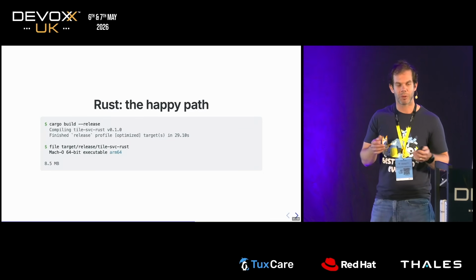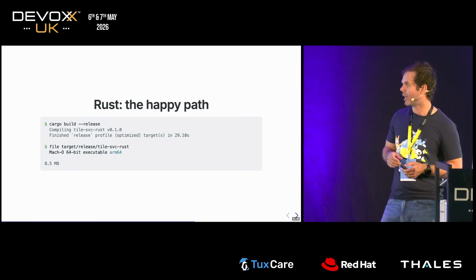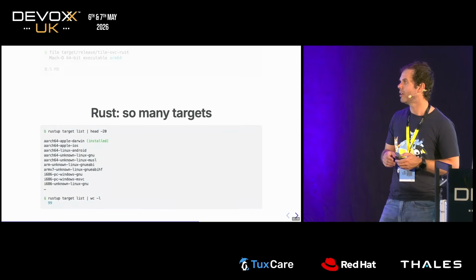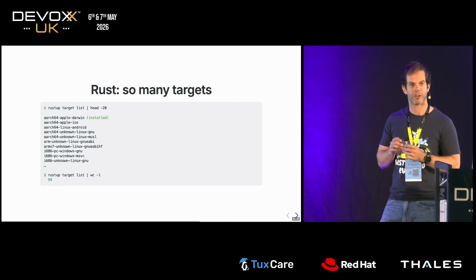With Rust, we don't. Rust builds native binaries. And when we build on our macOS machine, we get a macOS ARM64 executable, which is not going to run in a Linux Docker container. But fortunately, Rust has a cross-compiler built in.